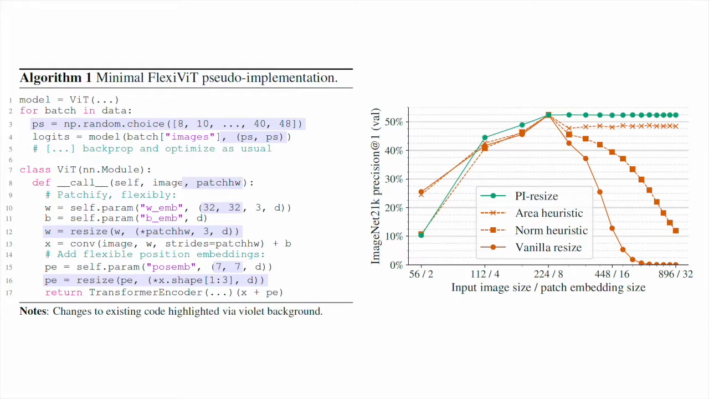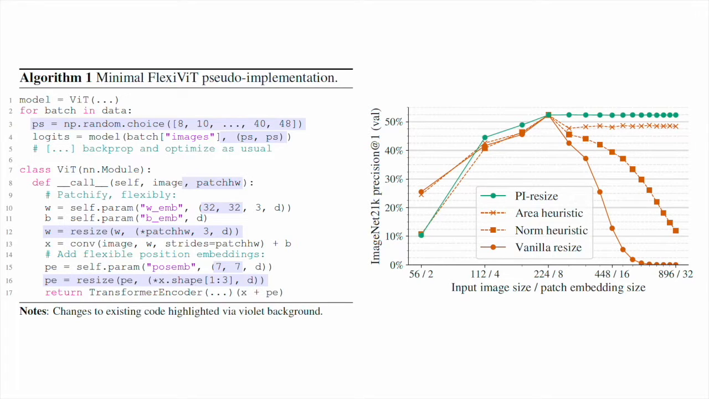So how does FlexiViT achieve the superior performance? On the left, we see a pseudo implementation where the changes required to make the training of a ViT flexible are highlighted in purple. First, we choose an underlying parameter shape. Here it's 32 by 32 for the embedding weights and 7 by 7 for the positional embeddings. At each iteration, we choose a patch size at random from a uniform distribution in the range of 8 to 48. Then with the randomly chosen patch size, we resize the embedding weights and the positional embeddings.